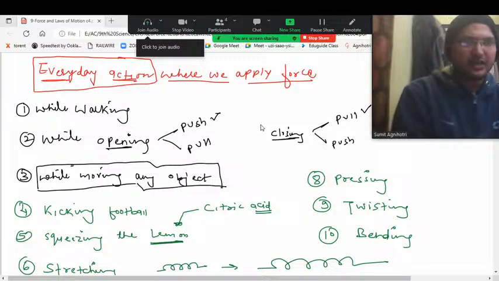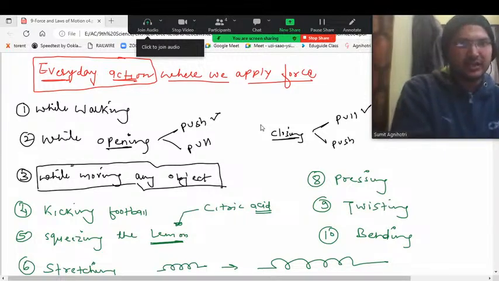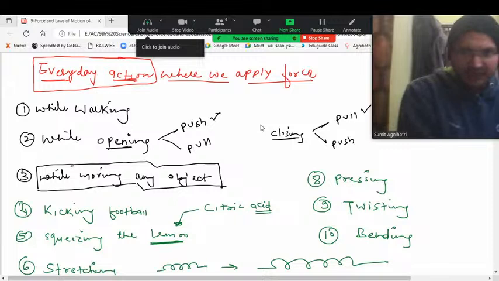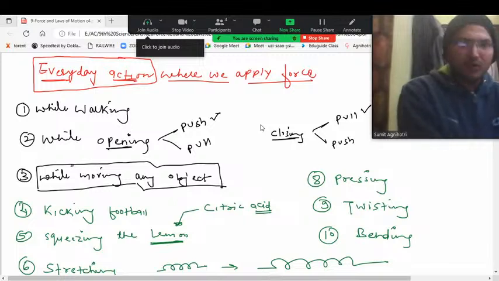While walking, there is a force known as frictional force. That is why you are able to walk there. While opening any box or any drawers, you are either pushing it or pulling it. While you are opening door, you are pulling it or pushing it. There is obviously a force. While moving any object, you are applying force. You are kicking football, obviously you are applying force. You are squeezing lemon, you are obviously applying a force.